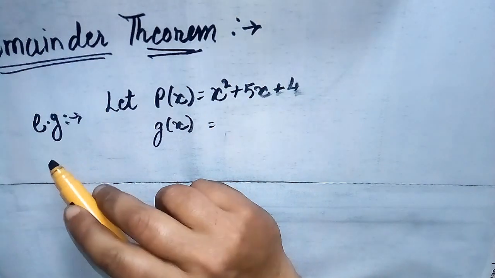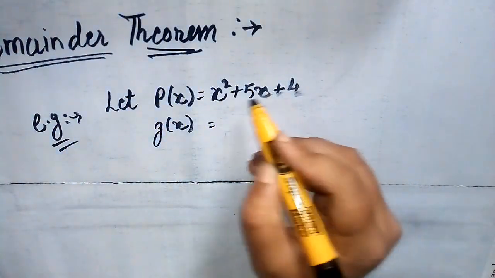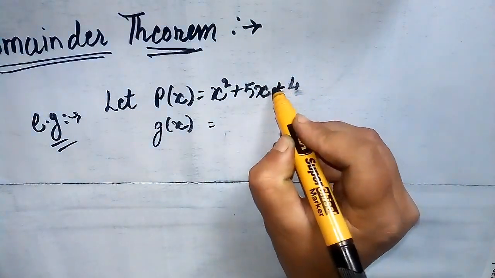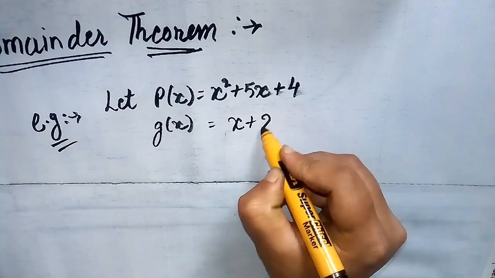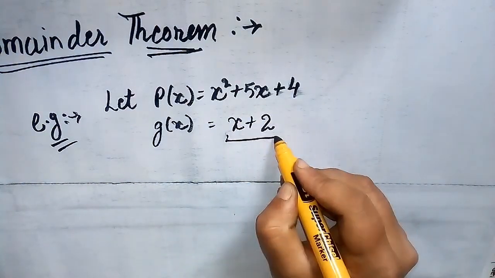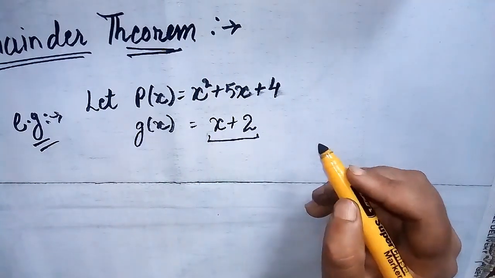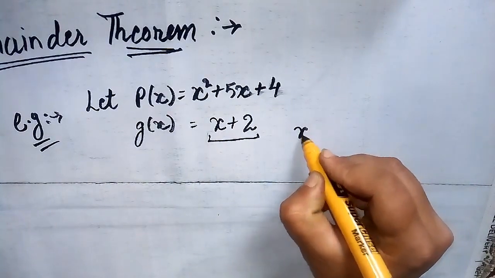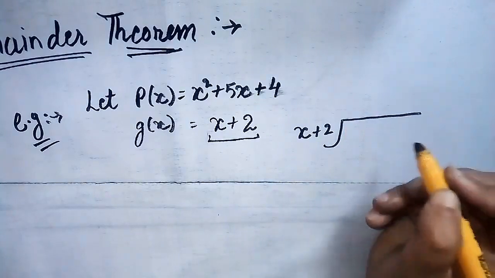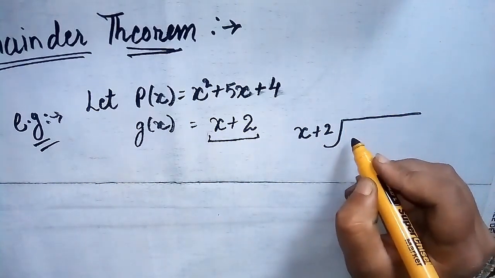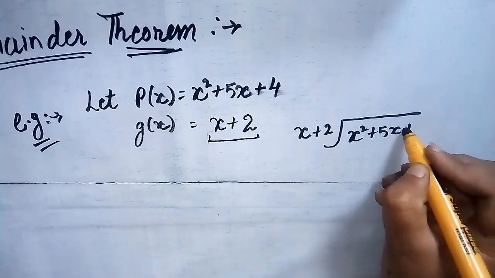So our p(x) is equal to x square plus 5x plus 4, and we have to divide it by x plus 2. In previous class you studied the long division method for the division of polynomials. So let us divide it by long division method. By x plus 2 you have to divide x square plus 5x plus 4.